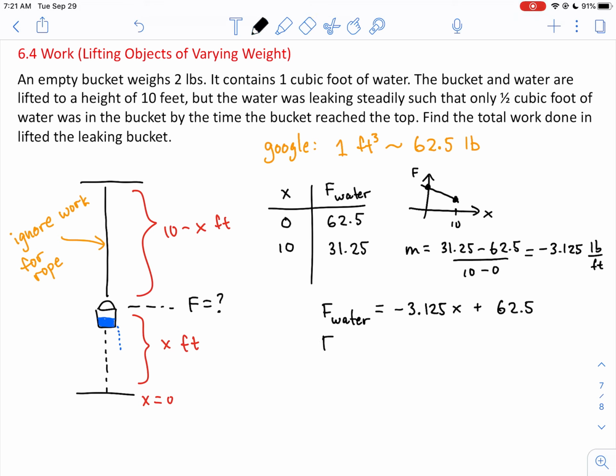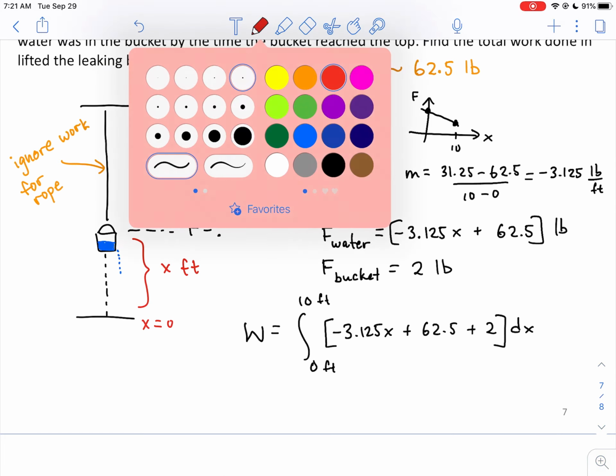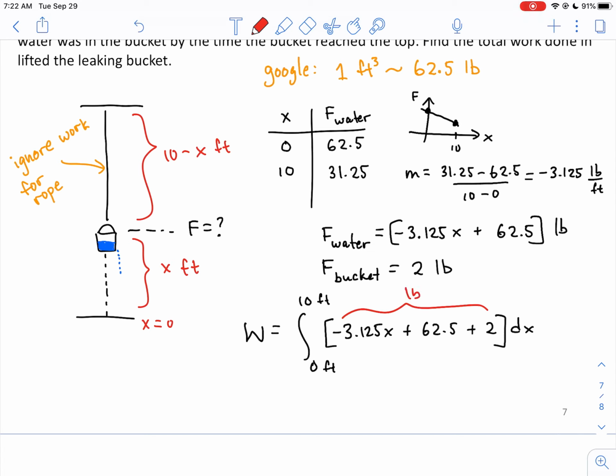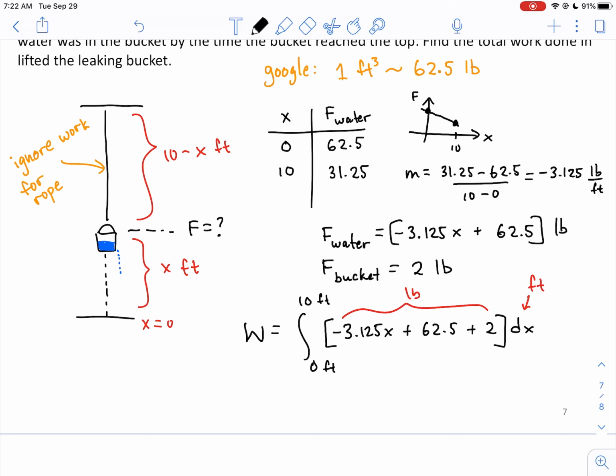And then we have the force of the bucket, but that one's a non-changing weight. It's always just 2 pounds. So the force total, negative 3.125x plus 62.5, and we're going to add to that the weight of the bucket, so we add 2 to that, times the incremental dx, that's measured in feet, and we're going to integrate from 0 feet to 10 feet. So once again, we have this part of the integral is in pounds, and this part of the integral is in feet, and pounds times feet gives us foot-pounds, and so we have a unit of work done. And then when you finish this problem, the total work done is going to wind up being 488.75 foot-pounds.